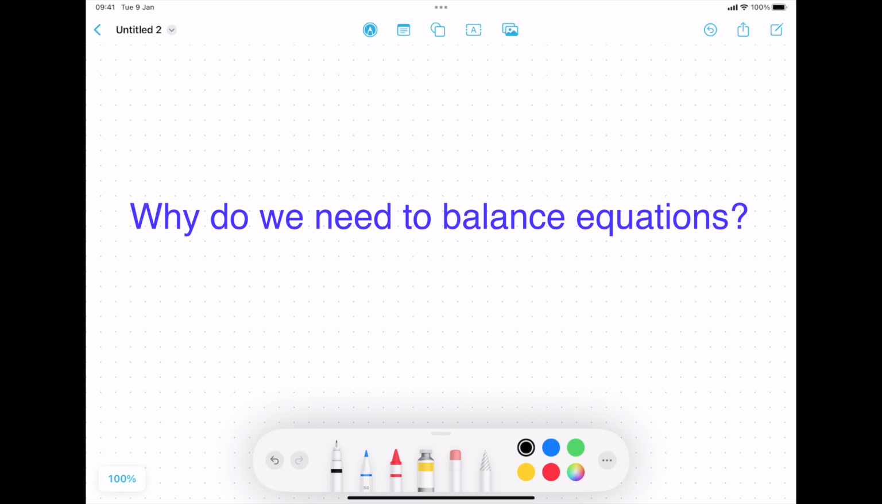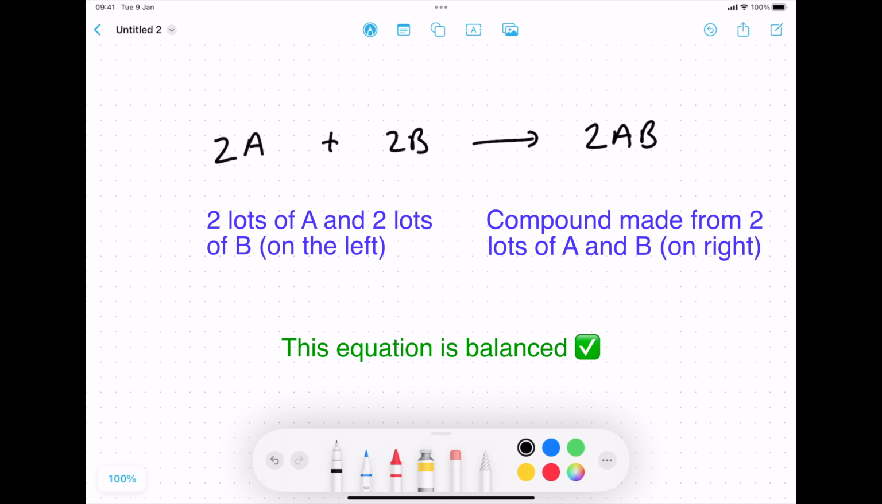Let's start with the aim of balancing an equation, which is to make sure you have the same number of each type of atom on the left-hand side of the equation as on the right-hand side of the equation. So it looks like this, where A and B is a compound on the right, and then A and B are the reactants on the left. So the way to get to this is through a simple set of rules.